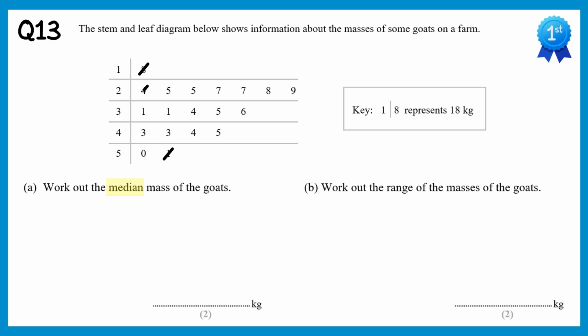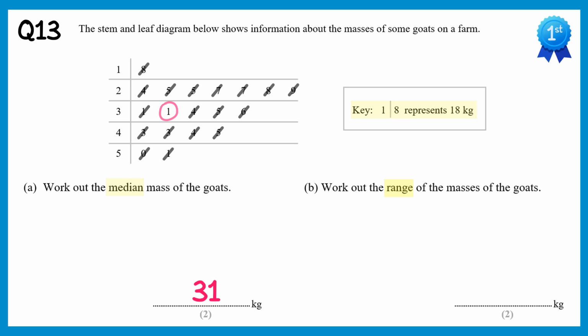And then we go to the next smallest, 24, along with 50. And then we just continue to cross off numbers in pairs like this, using the smallest and the largest each time, until we end up with the middle number. And you can see that's this 1 here. But you need to remember the key for this question, so 1 with a line, then an 8 represents 18. So this 3 followed by a 1 actually represents 31 kilograms.